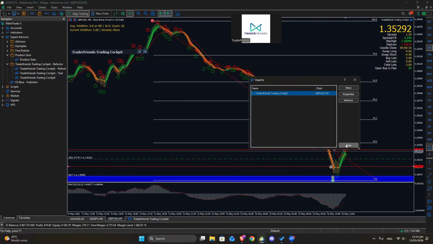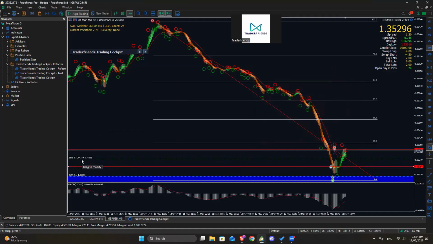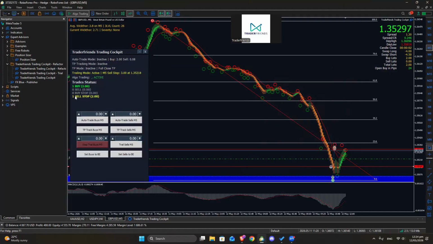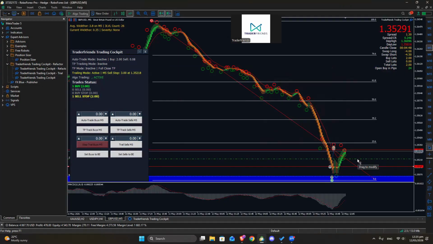Let's try that. And there you go. The sell stop is modified to 2 now, and you can also see it in the cockpit. Sell stop is now 2 versus 2 buys, meaning you have an equal hedging scenario. If the market hits this sell stop, you will not lose money and you will not win money no matter where the market goes. This is like equal to a stop loss.